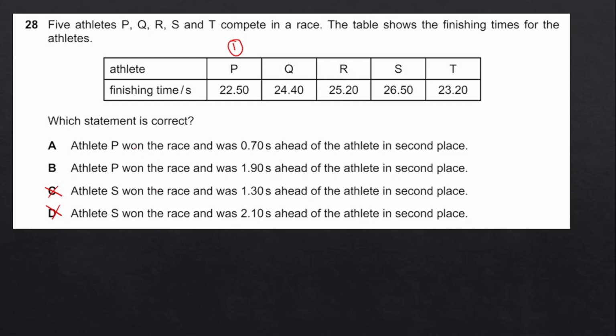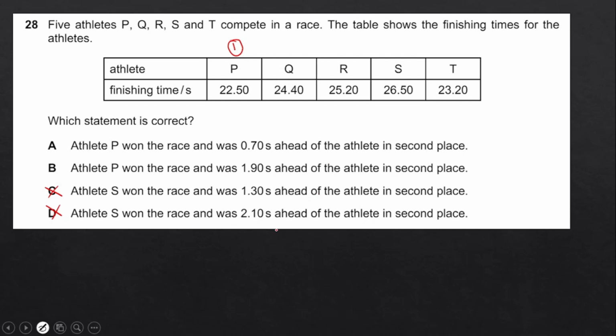Let's look at which among these 2 are correct. Athlete P won the race and was 0.70 seconds ahead of the athlete in the second place. Then it says athlete P won the race and was 1.90 seconds ahead of the athlete in the second place. Now we have to check who was in the first place, who was in the second place and so on. So athlete P was in the first place.